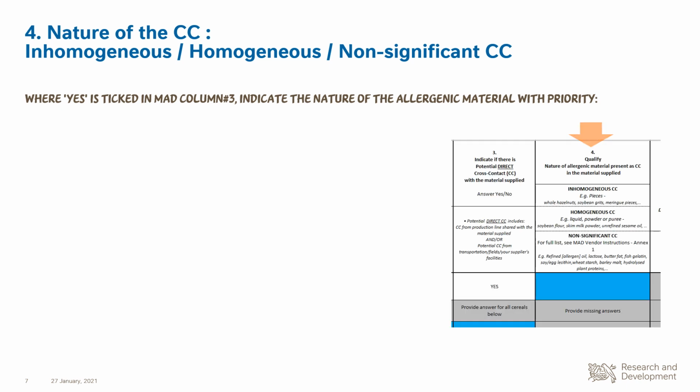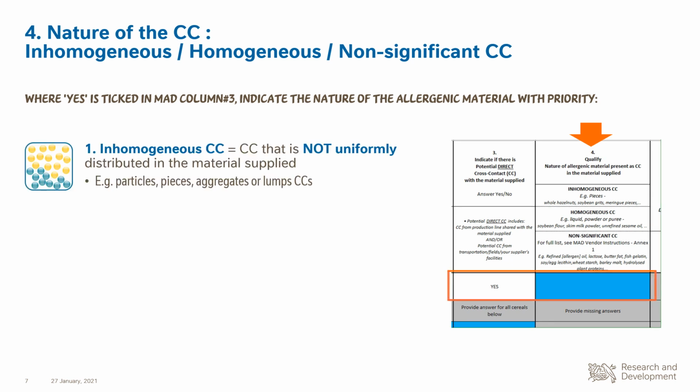Step 4. Where yes is ticked in MAD column 3, indicate the nature of the allergenic material. Choose with first priority inhomogeneous cross-contact in the drop-down list every time there is a cross-contact in particulate or piece form. For example, a cross-contact with hazelnut pieces, cheese cookie pieces, etc. The same applies if there is both a potential inhomogeneous and homogeneous cross-contact. Indicate inhomogeneous cross-contact in the MAD form.